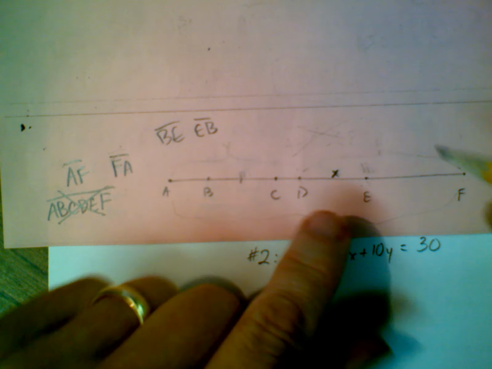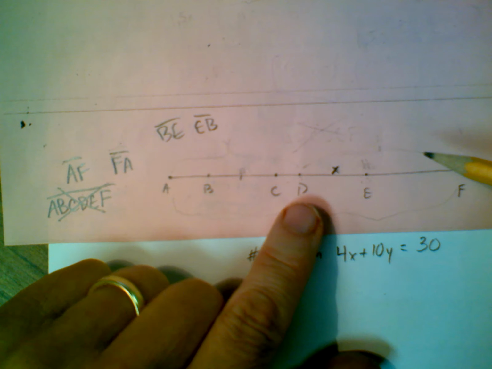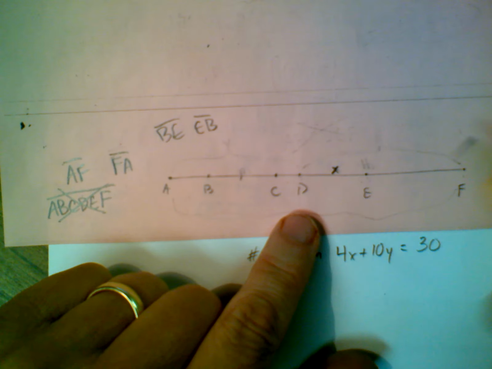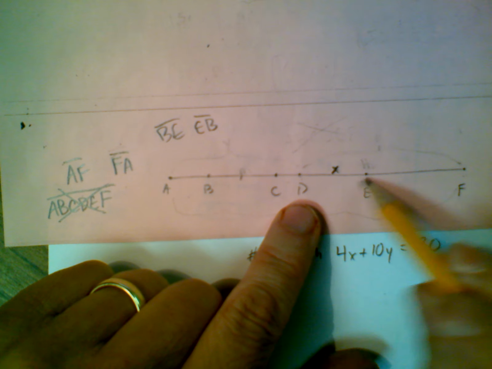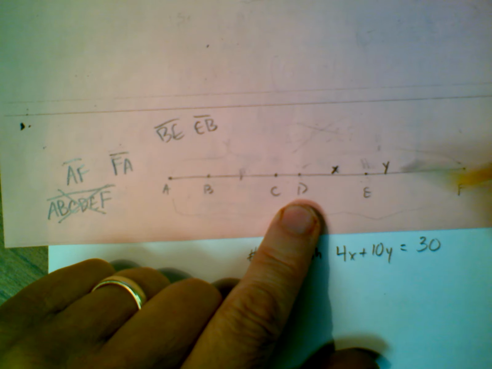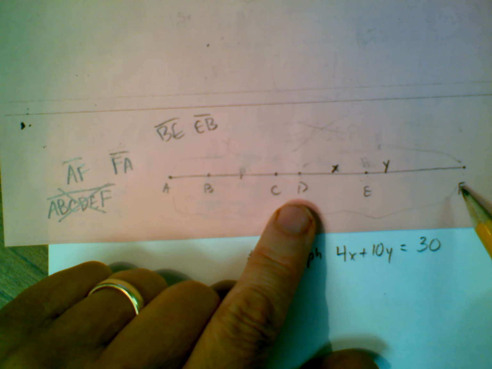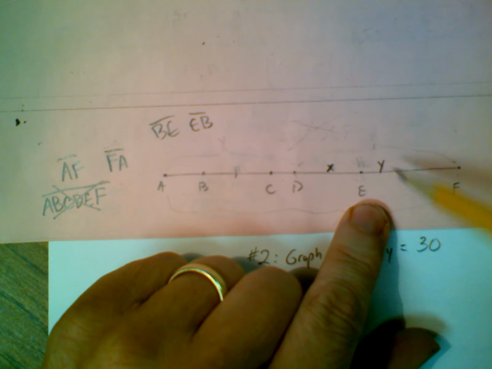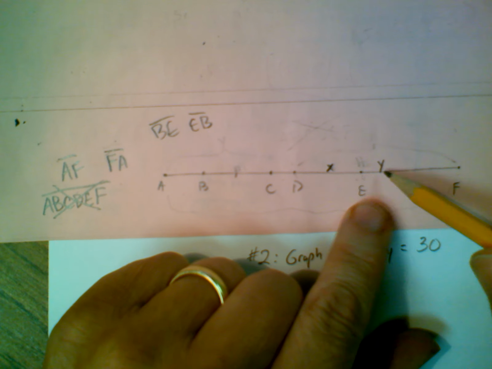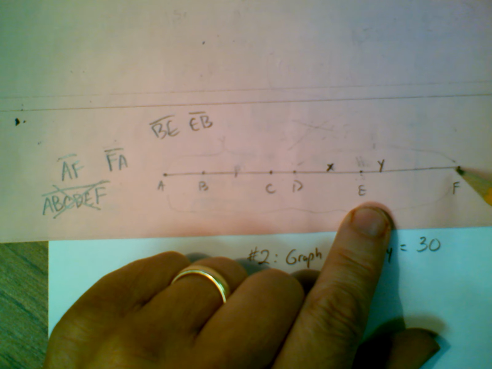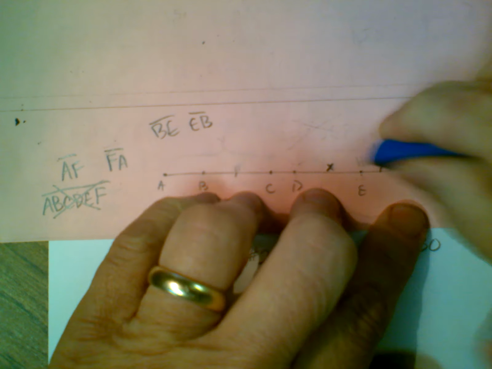Okay. Now, what if I want to put in another variable, let's say a Y, to represent the length from D, not just to E, but all the way to F? Where would you put it? Would you put it there, like right in the middle of the D and the F? No, that wouldn't work, because that would have to represent the distance from E to F, because E is the closest point on this side and F is the closest point on that side. So it would do no good to put a Y there.